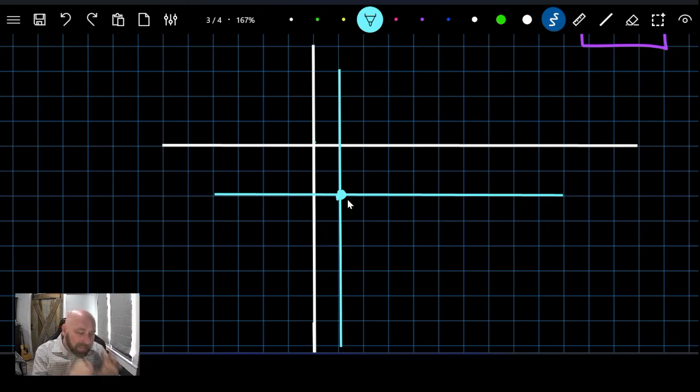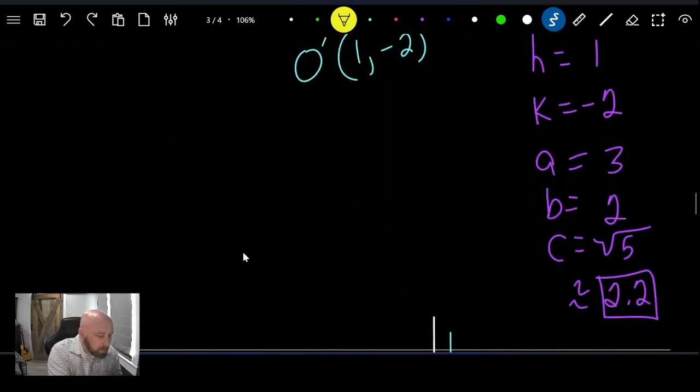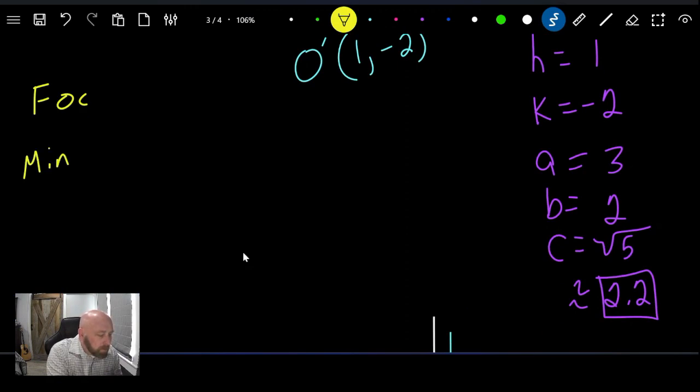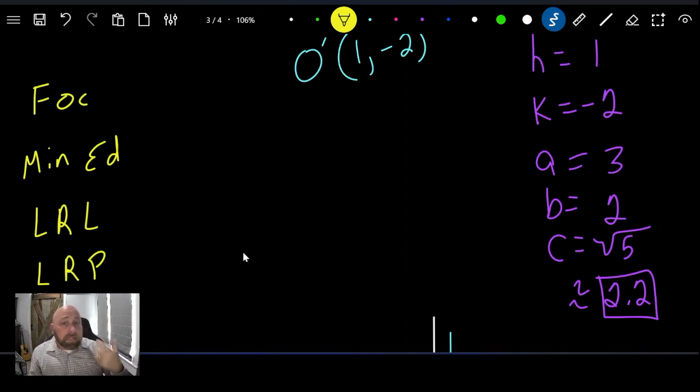So let's just leave that there now that we have our translated origin. And let's go back and figure out what the focus is, what the endpoints are, and what everything else is that we need. All right, so we're going to need our focus. We're going to need our minimum endpoints. We're going to need our latus rectum length and our latus rectum points. All right, that's what we're going to need in order to be able to graph what we need to graph.